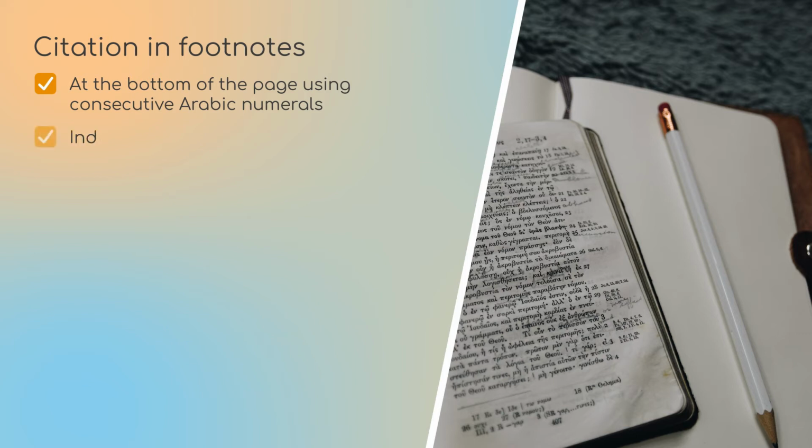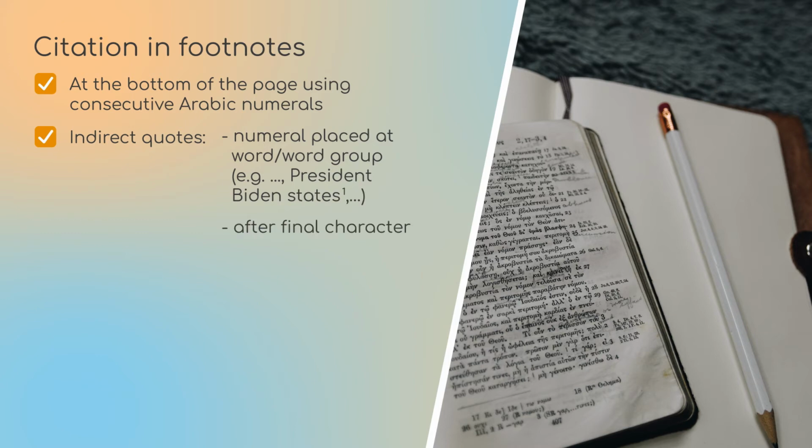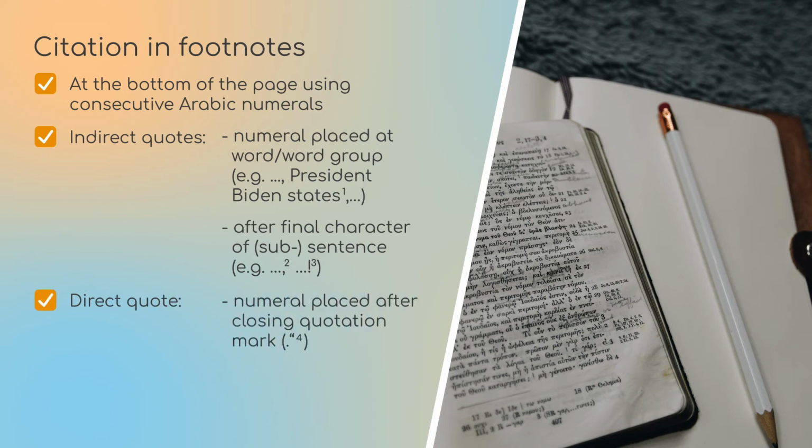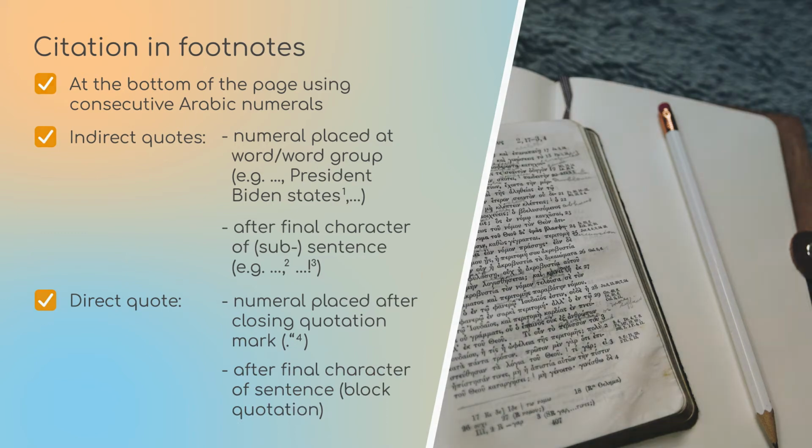In the case of indirect quotations, the footnote character is either placed directly at the word or group of words to which you refer, or after the closing character of a sentence or sub-sentence. In the case of direct quotations, place the footnote either directly after the closing quotation mark or, if it is a block quote without quotation marks, after the closing punctuation mark.